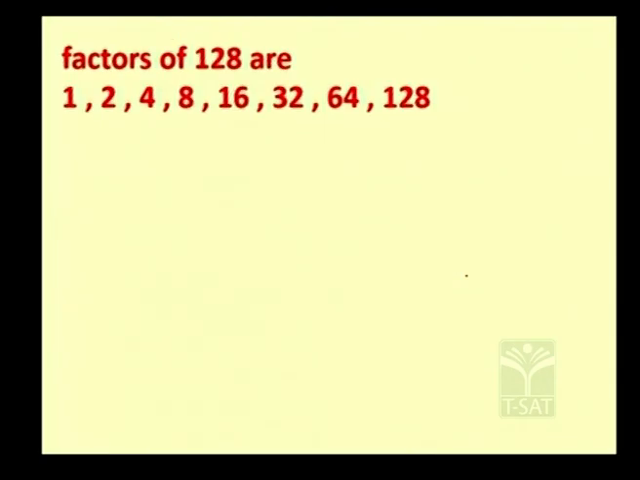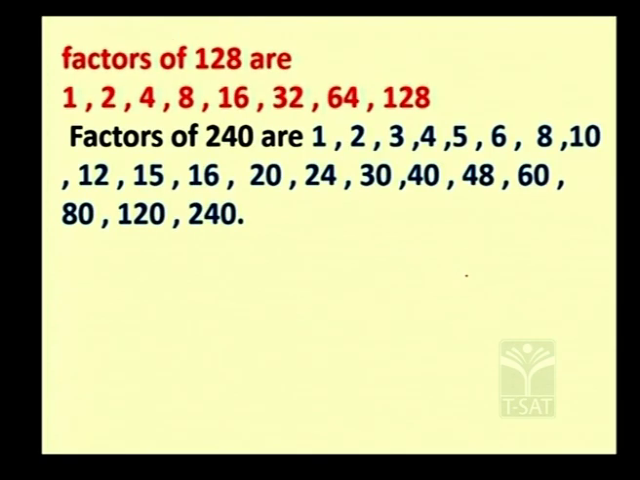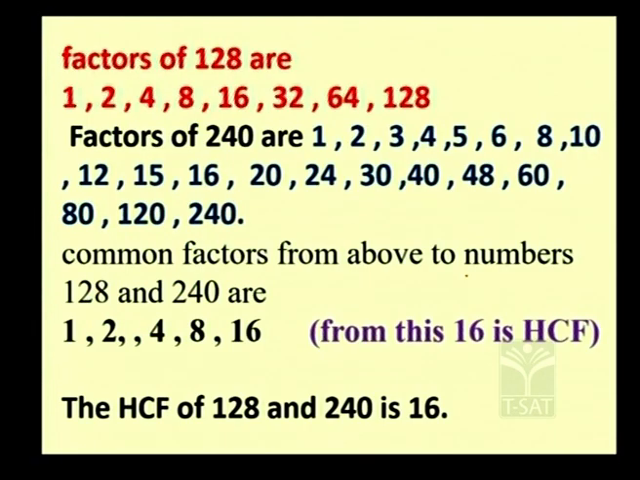Then we can observe the factors of 128 that we got and also of 240, and from this we have to identify the common factors. What are the common factors here? 1 is in both, 2 we are observing in both, 4 also, 8 we are observing in both, and 16 also in both, right. So, which is the highest common factor? 16 is the highest number among these common factors. So, we are calling that the highest common factor of 128 and 240 is 16.